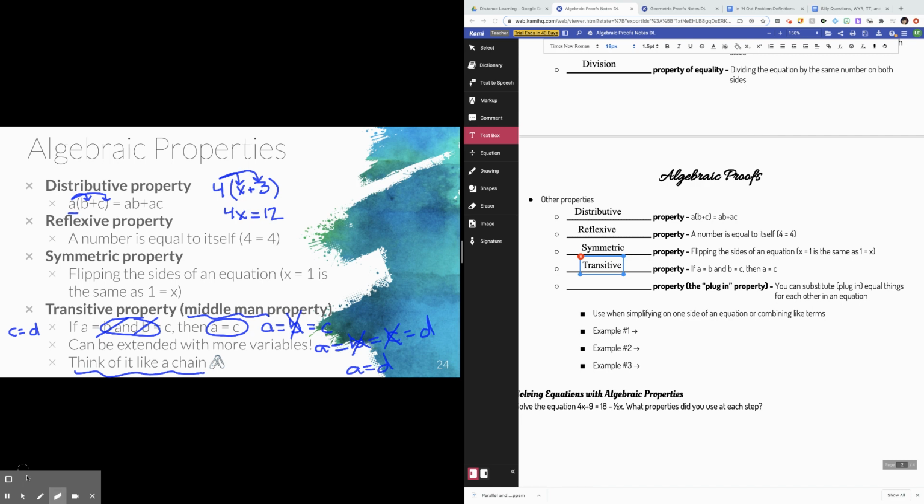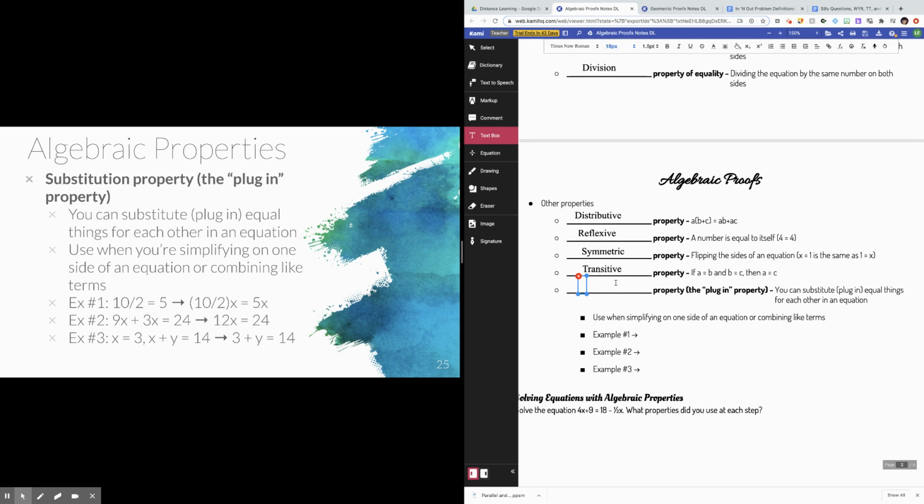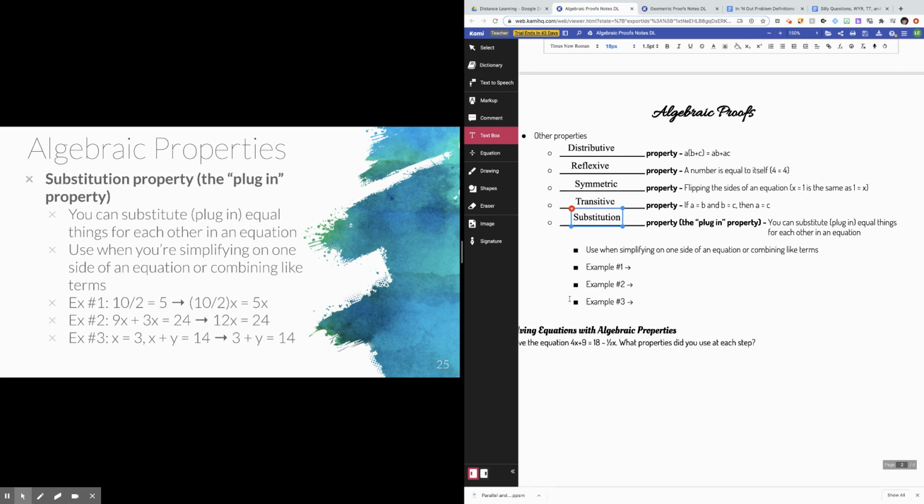Okay, let me clear off my screen here. And then we've got one more property that's used more than any other property really. It's the one that translates the best from algebraic proofs to geometric proofs. Okay, so it's called the substitution property, and you'll hear me call it the plug-in property.